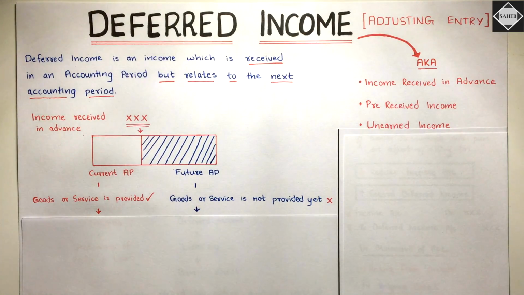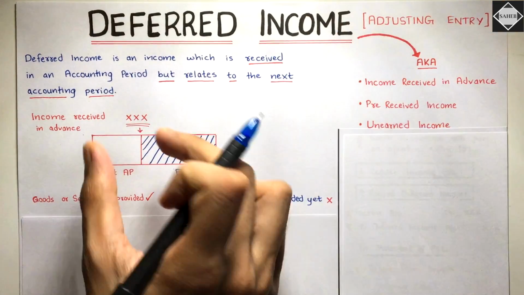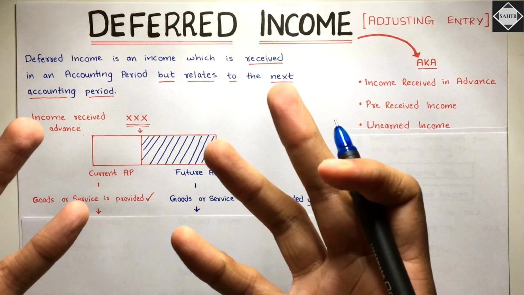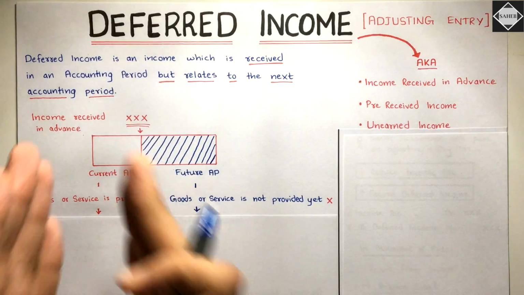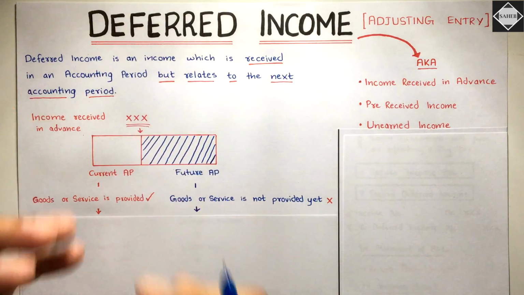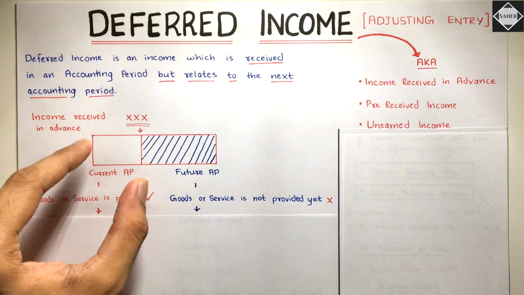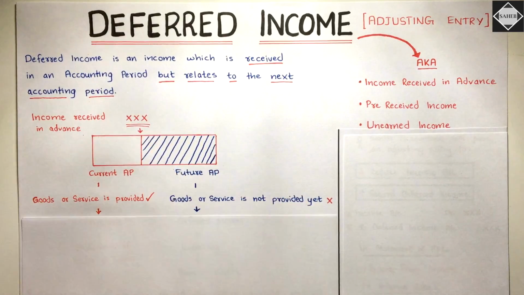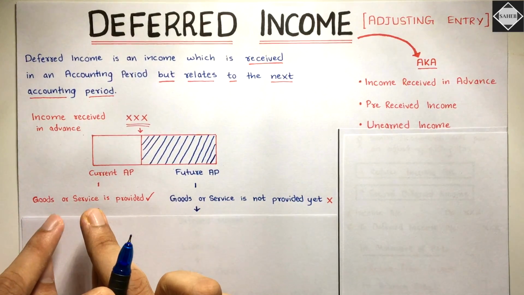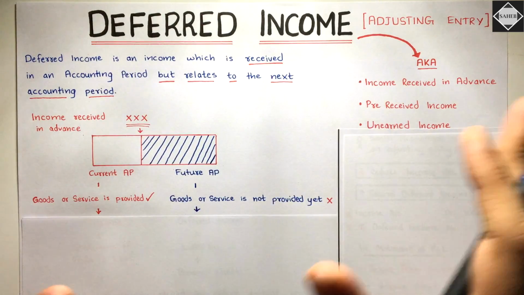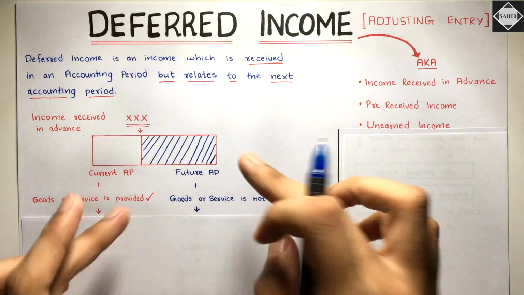Let's say, for example, we have received 1 lakh, 100,000, from our client as income received in advance. Out of that 100,000, let's say we have provided 30,000 of consultancy service to our client in the current accounting period. At the end of the current accounting period, we have provided service worth 30,000. So that 30,000 becomes our normal revenue or normal income, because we have provided the service and fulfilled the contract. For the remaining 70,000 we haven't provided the service.